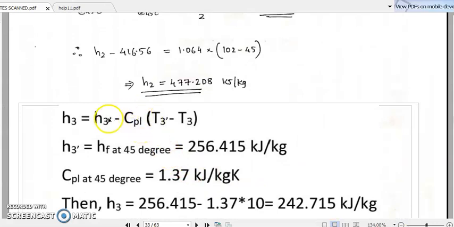So H3 value will be H3 dash minus Cp value of liquid times delta T, that is T3 dash minus T3. But what was this H3 dash? It will be HF value at 45 degrees Celsius.